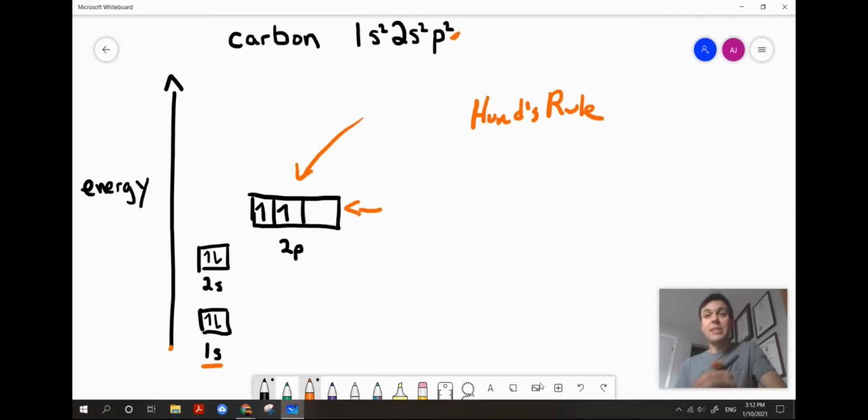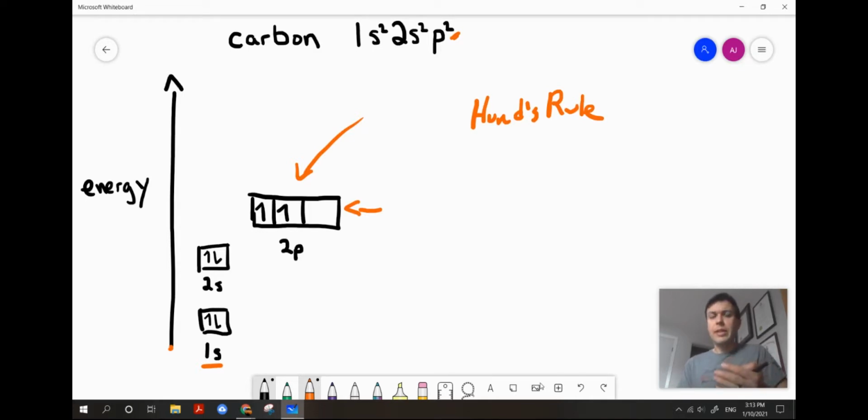Hund's rule simply states, fill each orbital first with 1 electron and then pair them. In a p sublevel, if you have 3 or less electrons, they each occupy 1 orbital box unpaired. And only when you get to 4, 5, and 6 do you start pairing up those electrons.